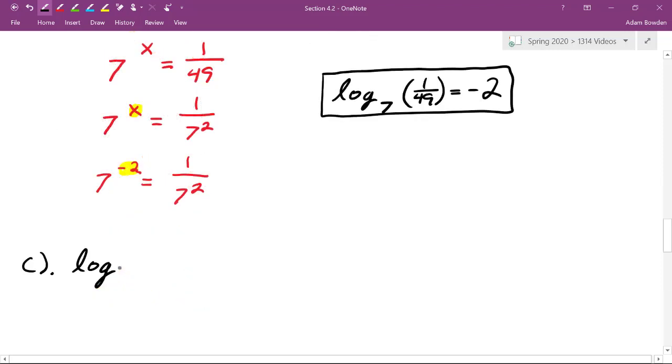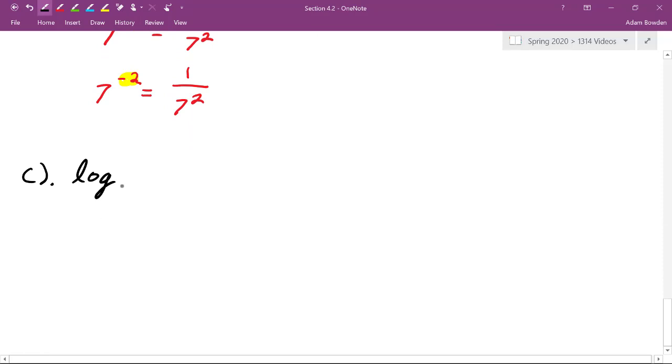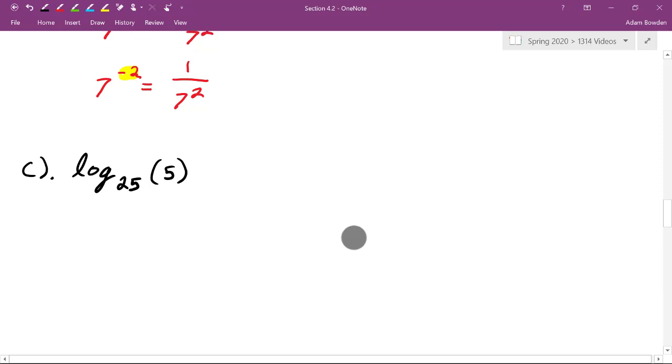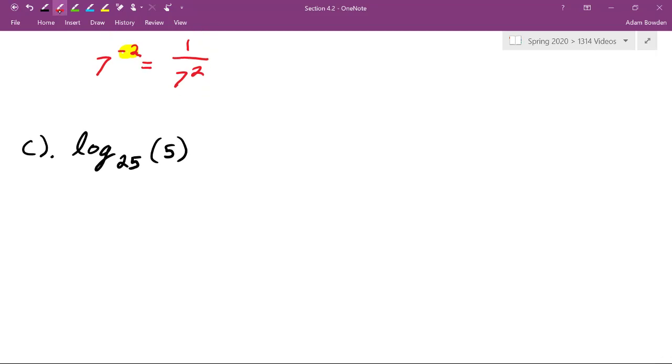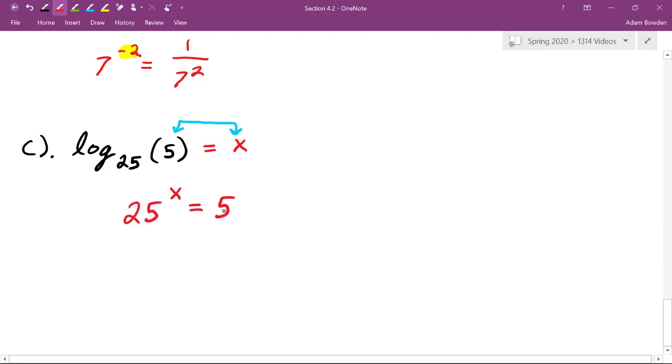Here's another situation. Log base 25 of 5. So like before, let's say this is equal to x. Let's switch around the two parts so that we change it into exponential form. 25 to the x power is equal to 5. So how can I go from a 25 via an exponent, what value would that exponent take and change it into 5?